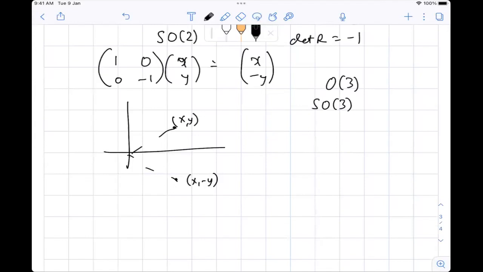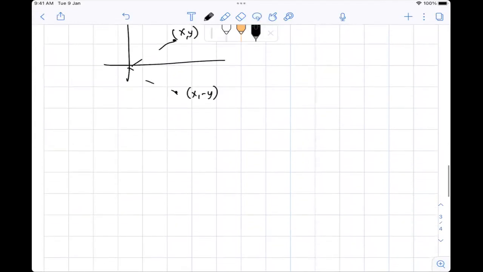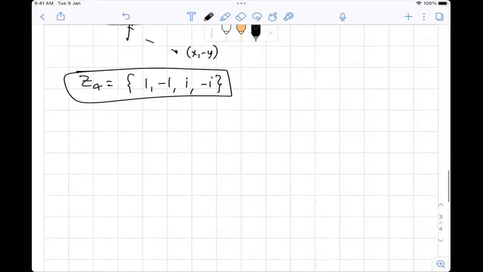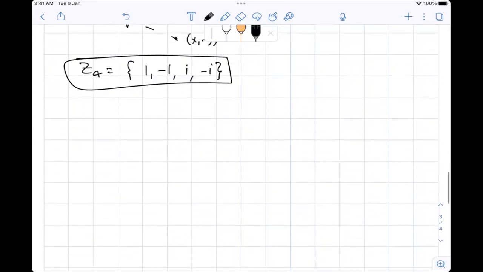Okay. One more example of a group would be a discrete group with simple multiplication: 1, -1, i, -i. Let's say I take these 4 elements, this Z4 set, and check whether this is a group or not. The composition is just a simple multiplication. Now you can check that it satisfies all the 4 properties that I listed before.